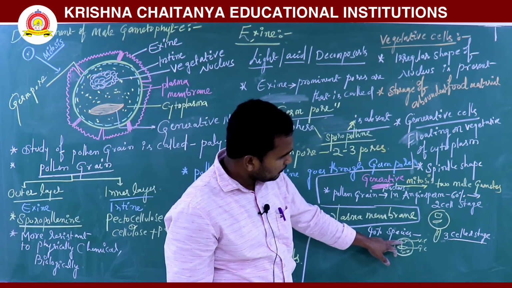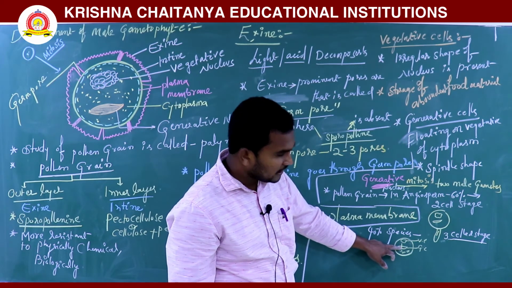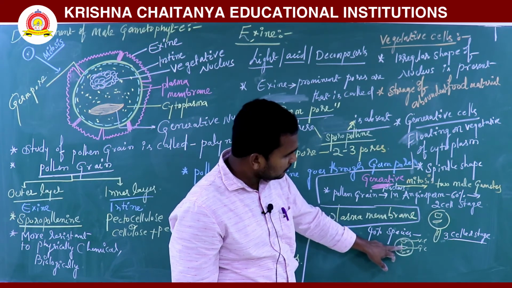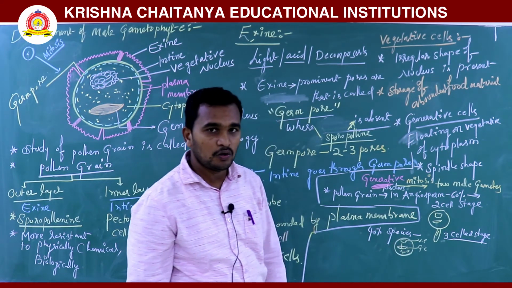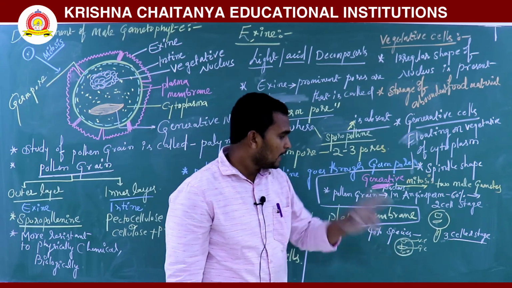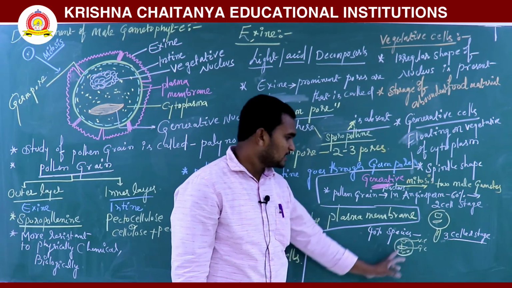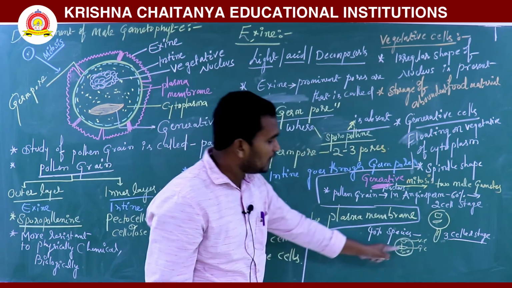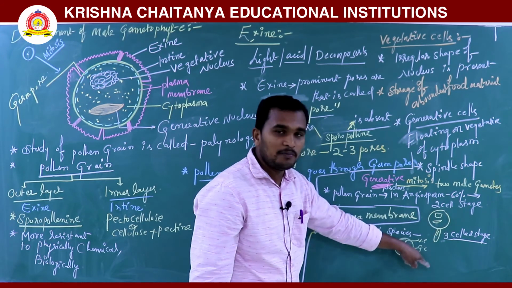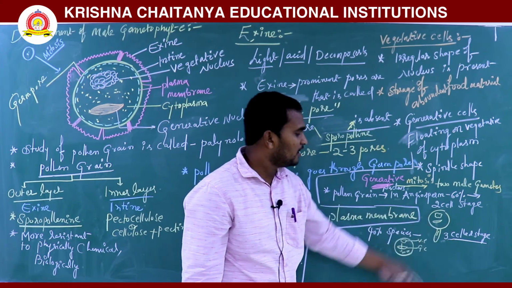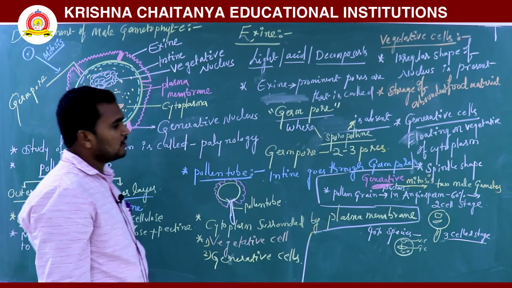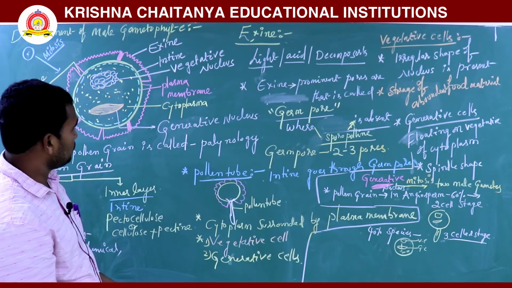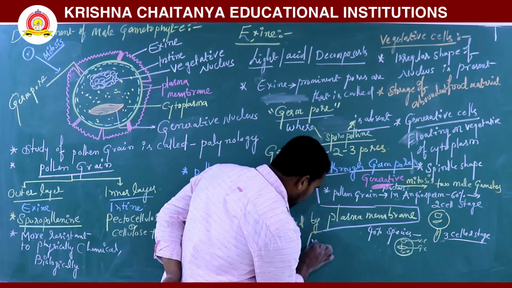The three-cell stage is nothing but one vegetative cell and a generative cell, where the generative cell by mitosis is divided into two male gametes, so it is a three-celled stage. Before tube germination only it is divided. In the two-cell stage, after tube germination the generative cell divides into two male gametes. So that is also what we observe in pollen grains.